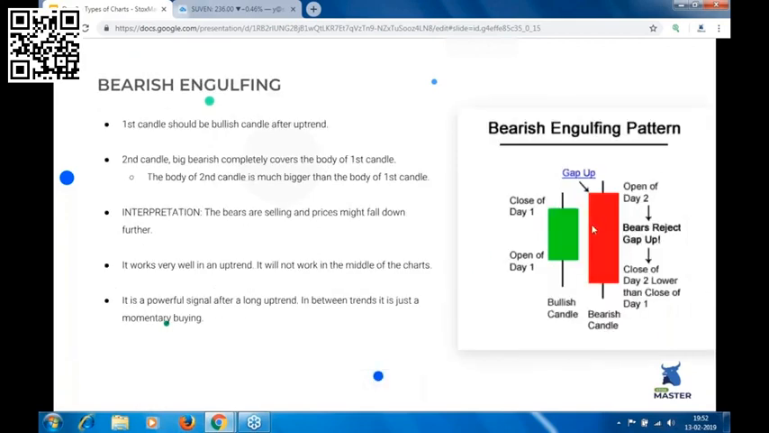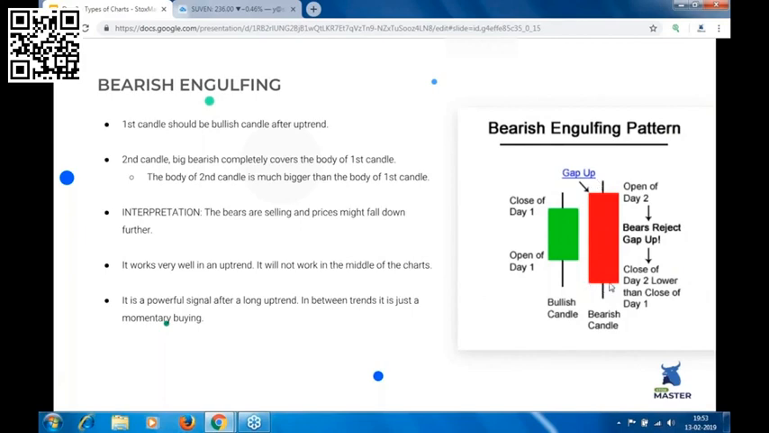Bearish engulfing pattern. Now, bearish engulfing: see, this is a green color candle. If the second candle is a red candle, a bearish candle, and it engulfs the body of this candle completely, then that is known as a bearish engulfing candle. The body of the first candle should be engulfed completely by the second candle, and the second candle should be a bearish candle. So this is known as a bearish engulfing candle.